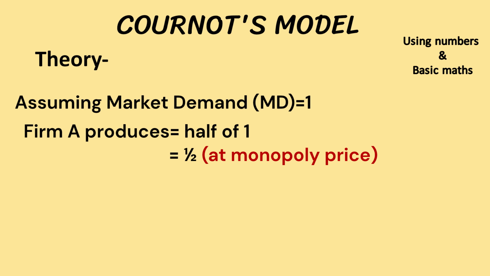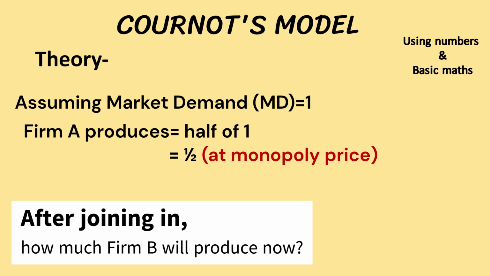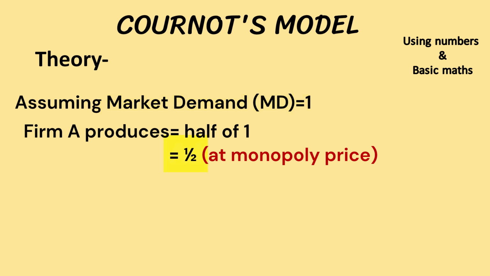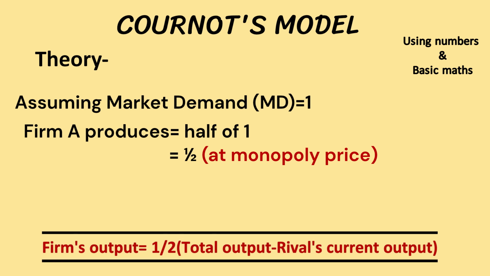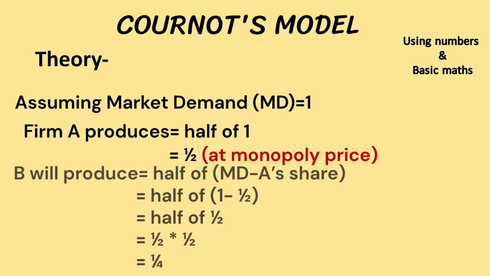So now as B has entered the market, we need to find out at what level of output B will produce, when we have assumed that the market demand is 1 and A is already producing 1 by 2. As per the assumption, we have studied how to calculate the output level, which is half of what we get after deducting the rival's output level from the total output. So, B will produce half of market demand minus quantity produced by A. At the end, we get 1 by 4. So, B will produce 1 by 4 when it has entered the market, where A was already producing 1 by 2 with the total market demand being 1.